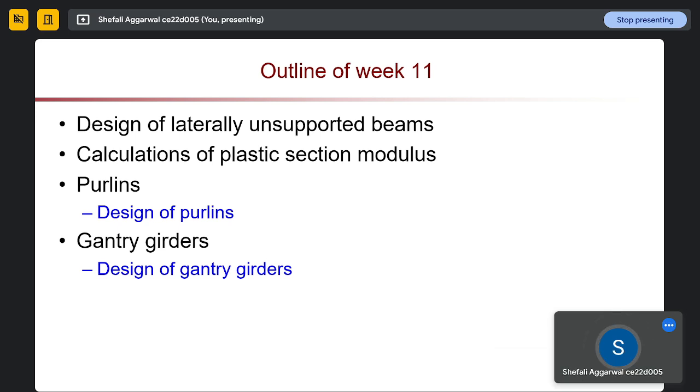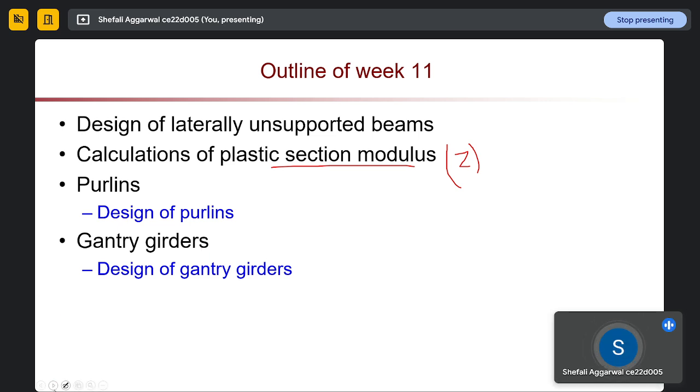And this week we will study the laterally unsupported beams, and how we can calculate the plastic section modulus. It depends on the type of section, like C section and I section, whatever type of section we have, how we can calculate the plastic section modulus, which we symbolize as Z. Then you might have studied about the purlins. What are the purlins? Where are they used? And how we can design different types of purlins. And lastly, the gantry girders, what the gantry girders are, what the different components of gantry girders are, and what the design procedure for gantry girders is.